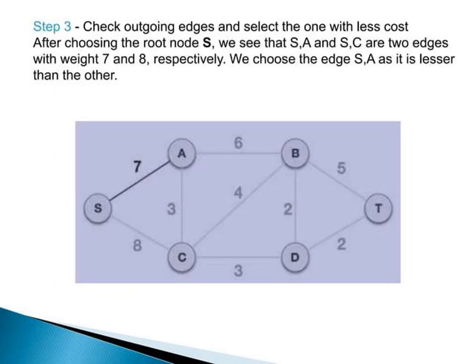In step 3, from the source vertex, we need to find the adjacent vertices of the source vertex. What are the adjacent vertices of S? S to A and S to C. The S to A cost is 7 and the S to C cost is 8. Here we need to choose the minimum cost, so I choose S to A.